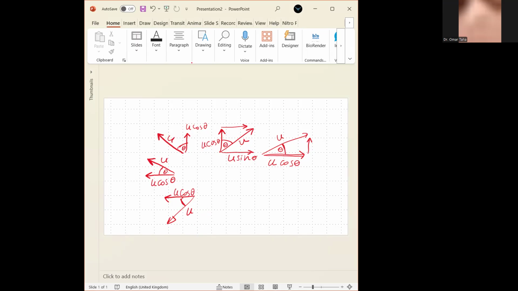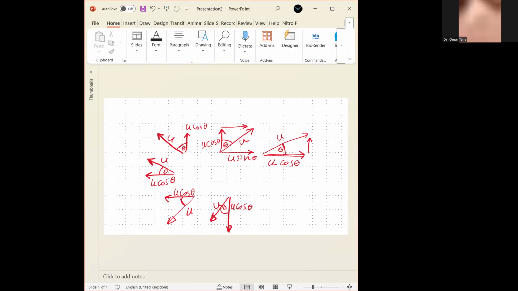Now let's move on a little bit. Let's say we have this u again, but the angle is over here. So the same thing, u cos theta. And the other one over there, if you want to get this component, but you don't have any angle in between the component that you want to get and the vector, in this case this is going to be u sine theta, of course.